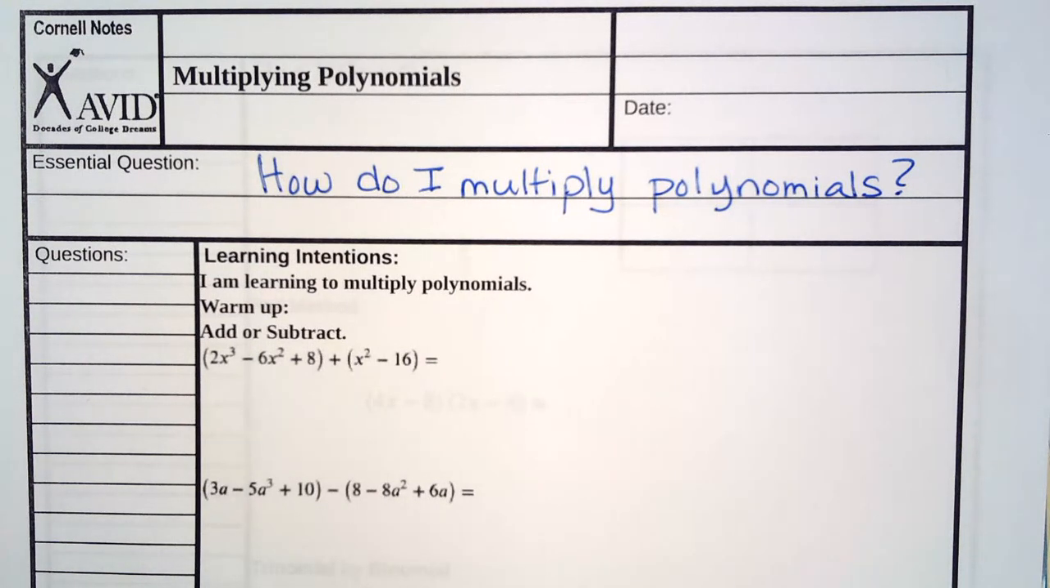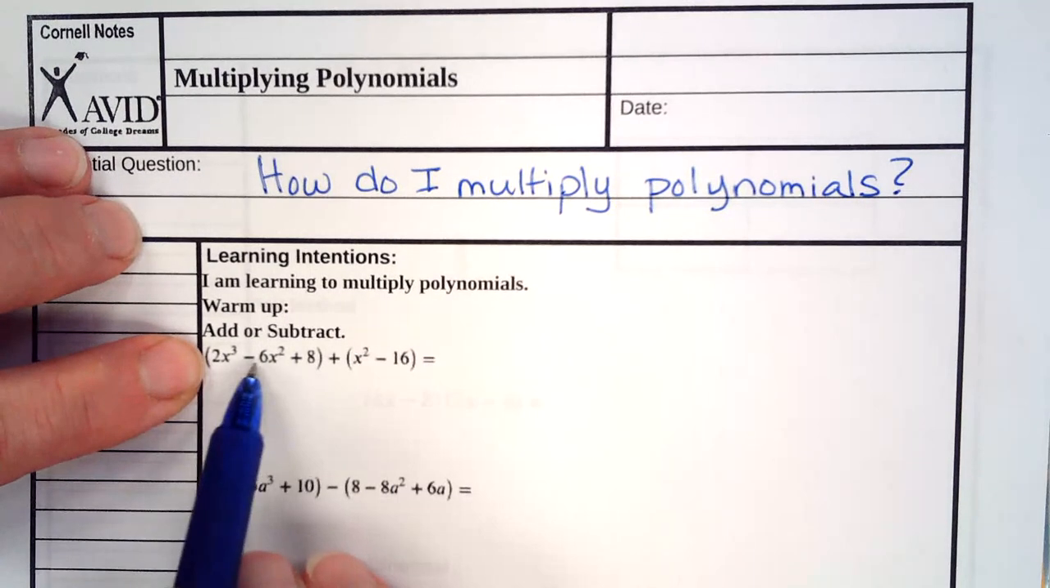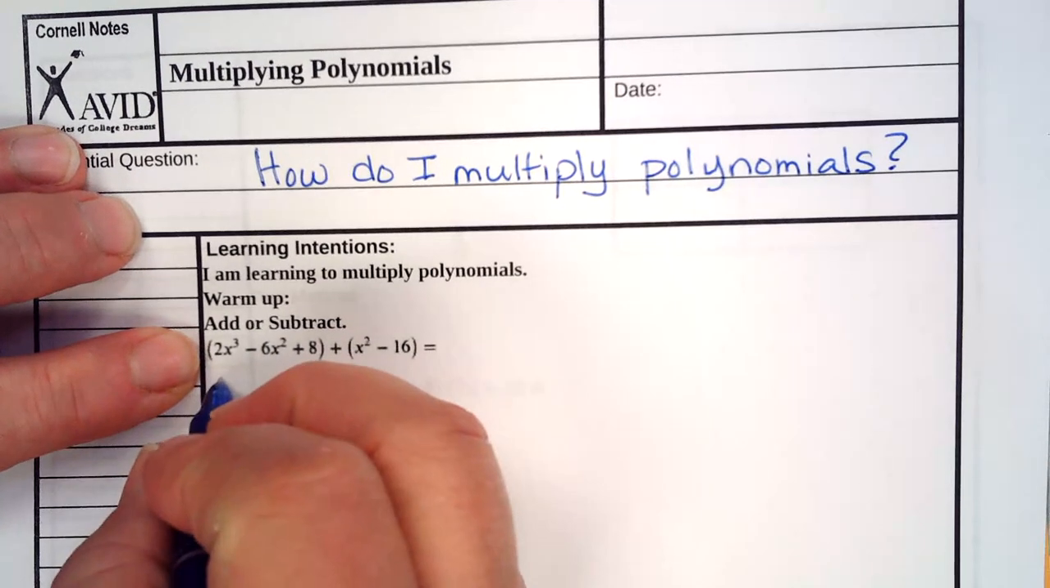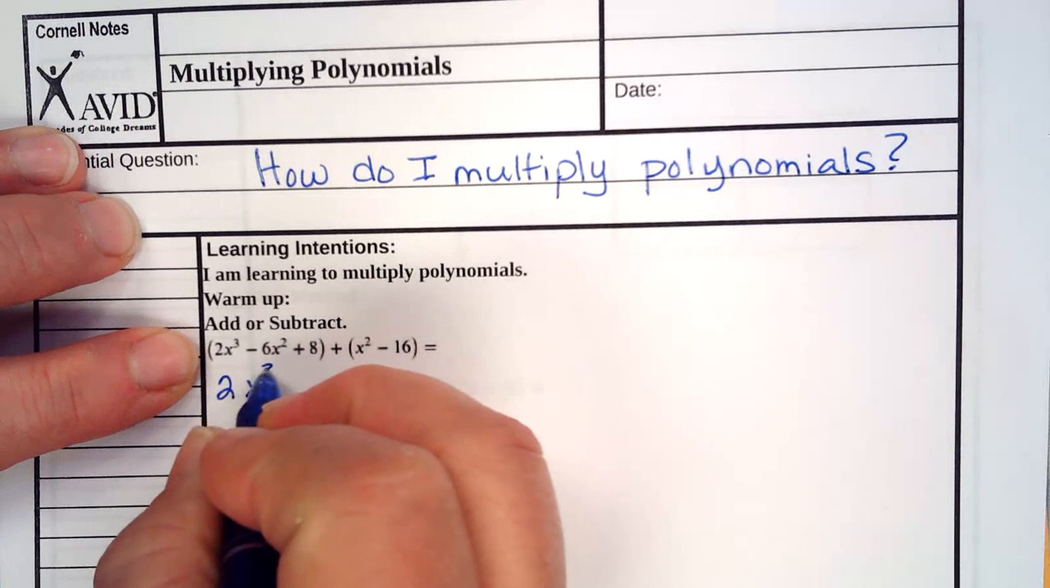Okay, I hope you tried. What you do is, if you're adding, nothing changes. All you do is rearrange them with like terms. So I'm going to start by looking at the largest exponent. I've got 3 here. That's the largest exponent. 2x to the third.